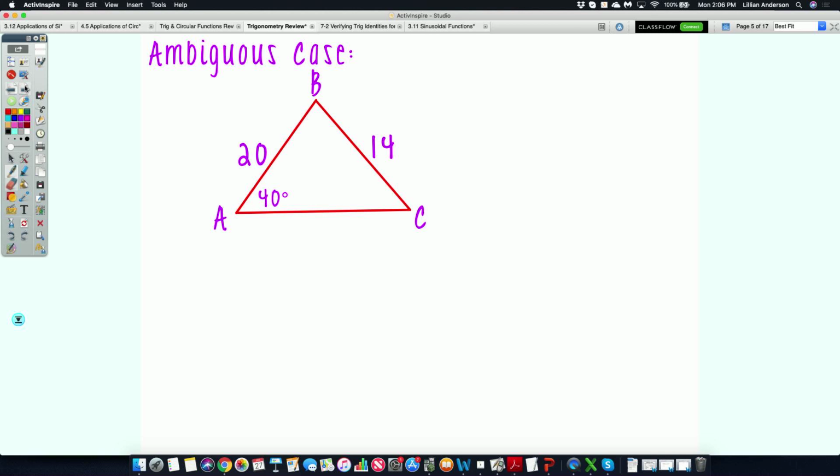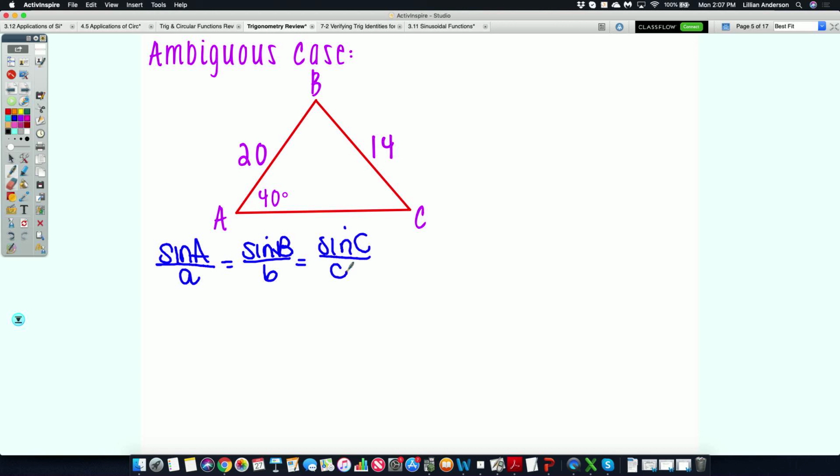Now, the sine rule and the cosine rule are both in your reference book. But who happens to remember what it is? Sine A over little a equals sine B over little b. And then you cross multiply. So this is what's in your reference booklet.